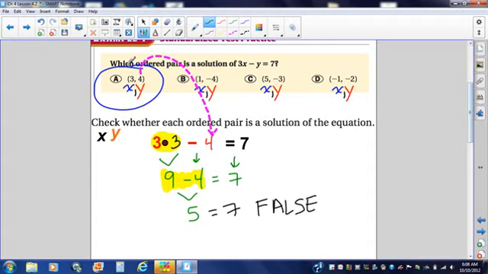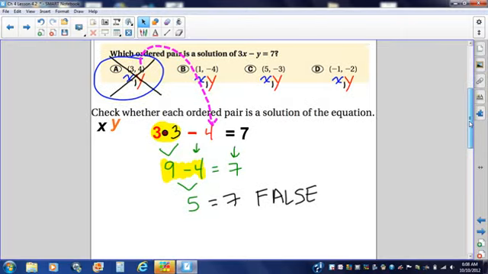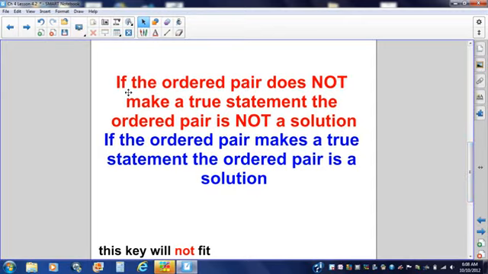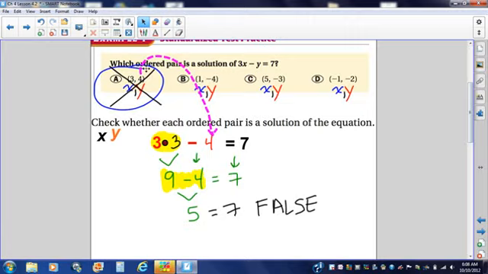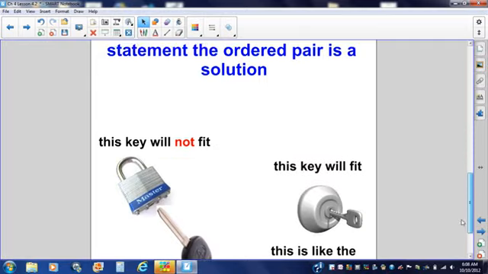Since it's false, A cannot work. So think of it this way. If the ordered pair does not make a true statement, the ordered pair is not a solution. This ordered pair, when I substituted in, did not make a true statement. It made a false statement. So it's not a solution.